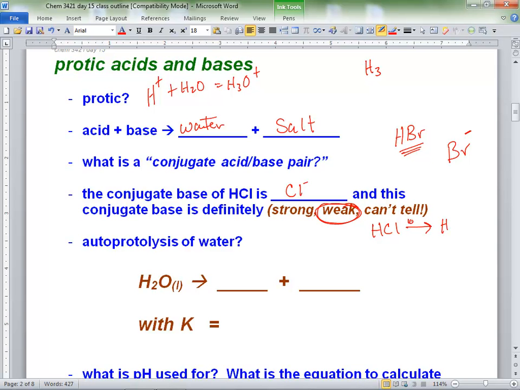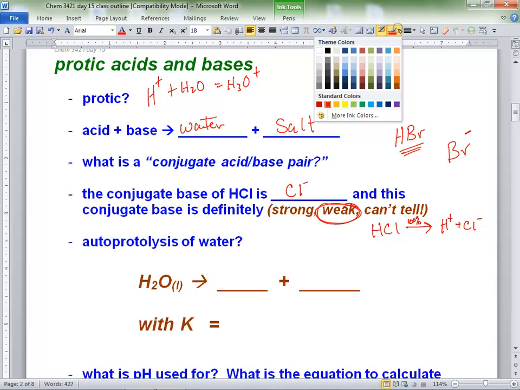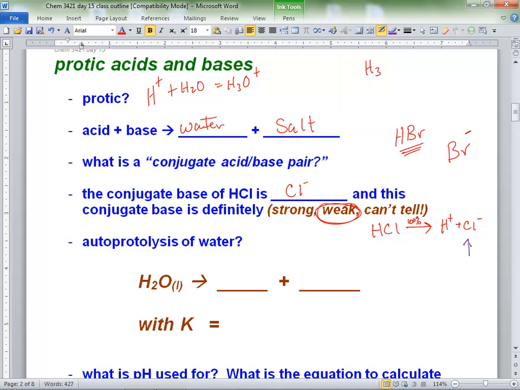100% is H+ and Cl-. So this base, that chloride, that conjugate base, it is a conjugate base. All right? It is so weak, it can't grab that hydrogen and go back. It is so, so weak. It ain't going to happen. Okay? But technically speaking, it's a conjugate base. But it's extremely weak. Autoprotolysis of water.